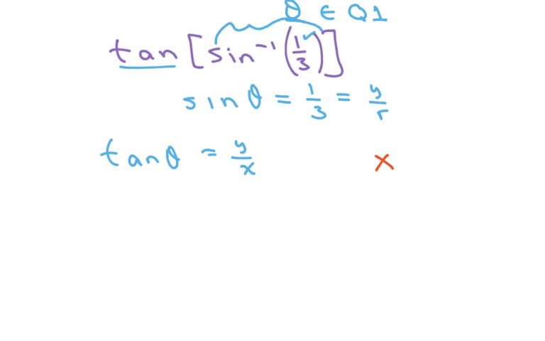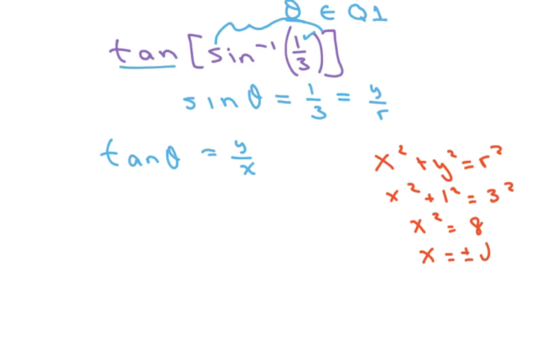So we use our Pythagorean theorem or a circle formula. We know r is 3. We know y is 1. We don't know x. So we're going to get x squared equals 8. And you square root both sides and get x equals plus or minus square root of 8, which is plus or minus 2 square root of 2. Now we're going to take the positive because we're in quadrant 1.